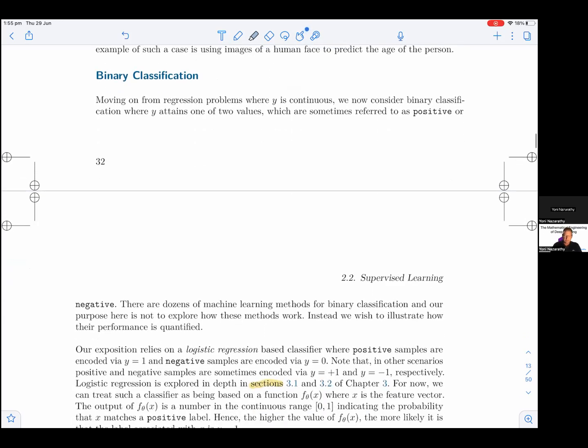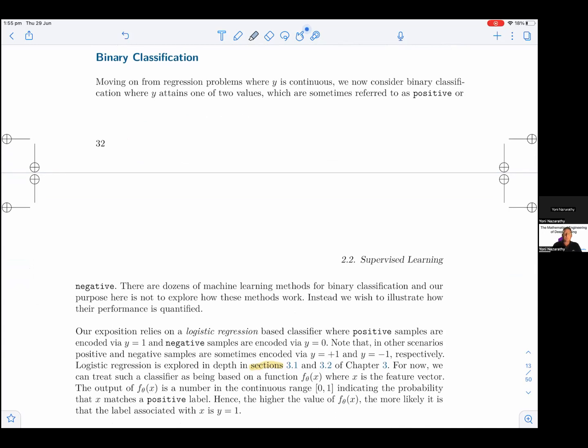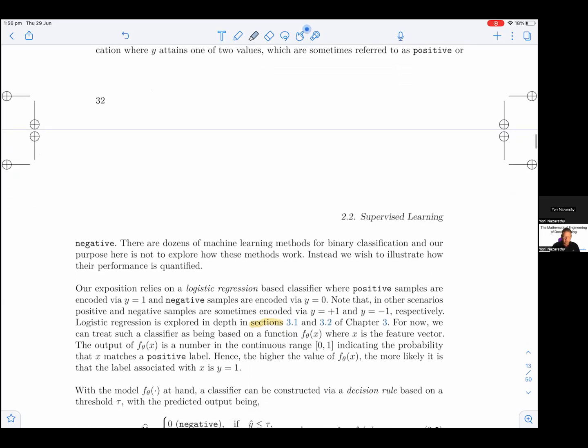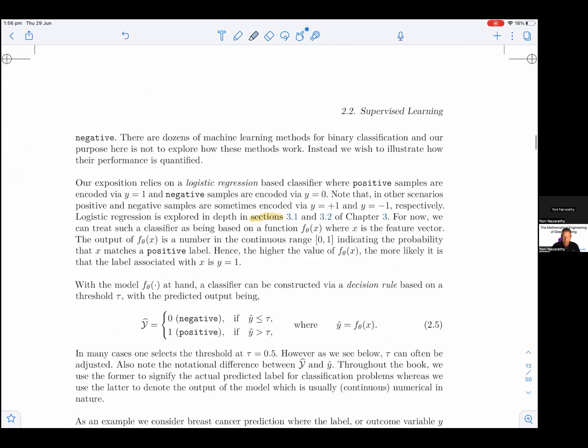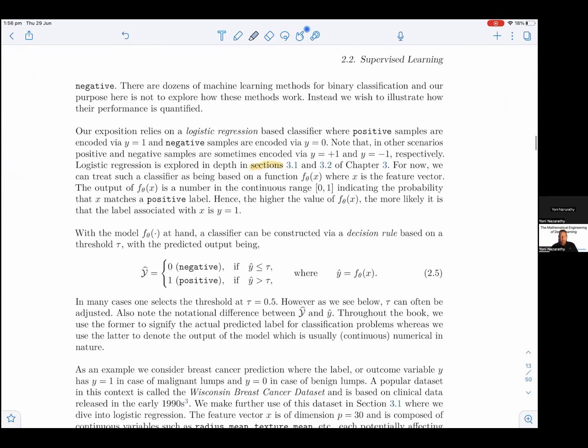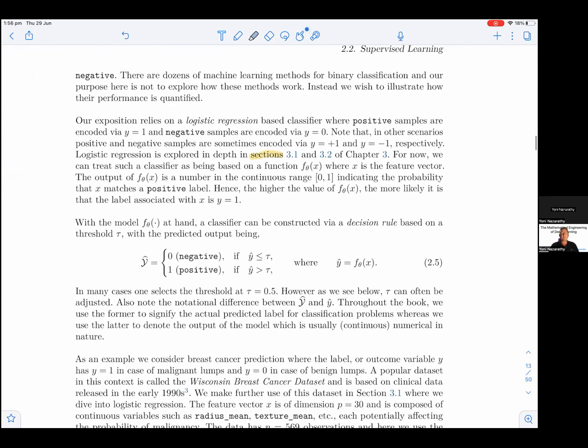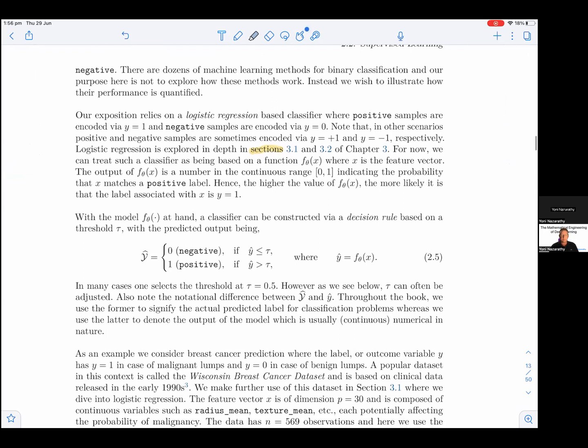Binary classification. Moving on from regression problems where y is continuous, we now consider binary classification where y attains one of two values, which are sometimes referred to as positive or negative. There are dozens of machine learning methods for binary classification, and our purpose here is not to explore how these methods work. Instead, we wish to illustrate how their performance is quantified.